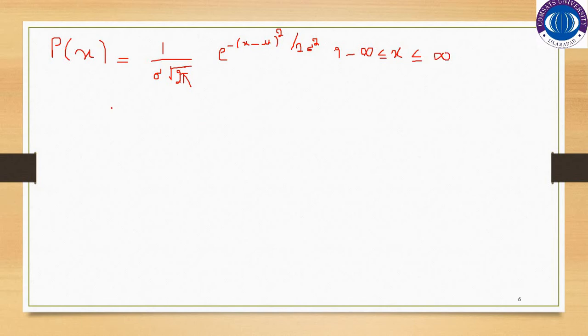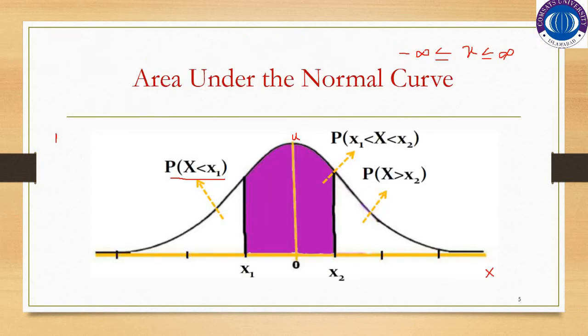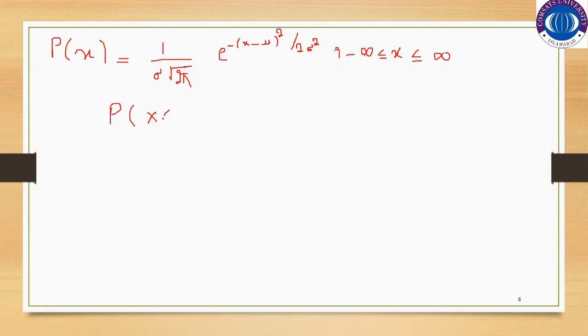So what do you have to find? You have to find the probability x less than x. As already discussed, just as a reminder, if we write probability x less than x or less than or equal to x, both are equal in the case of a continuous probability distribution function.